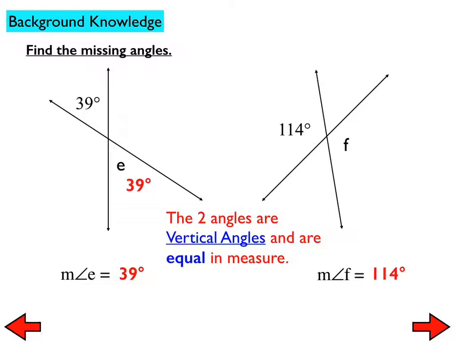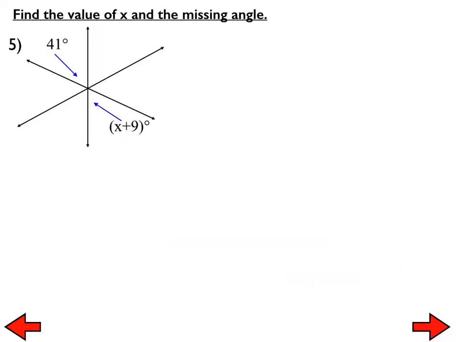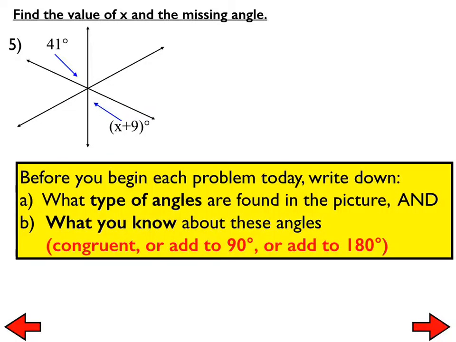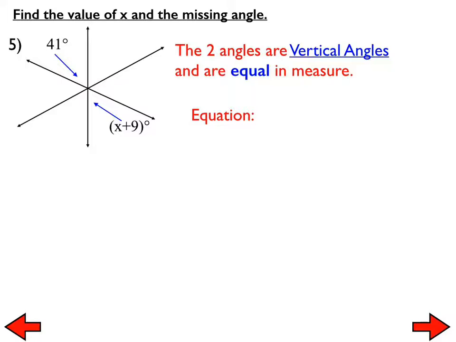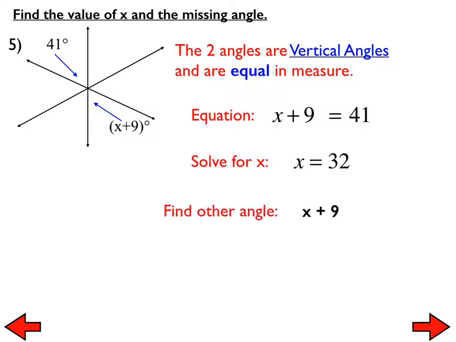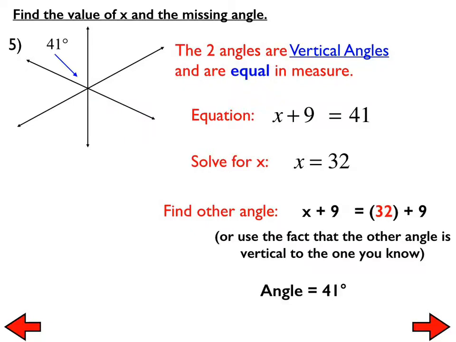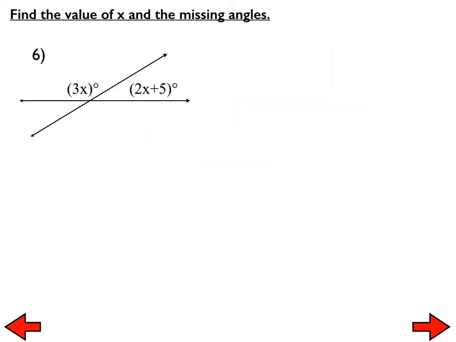And so putting all these pieces together now: vertical angles, complementary angles, supplementary angles. In number 5, in this situation we have vertical angles, and vertical angles are congruent, which essentially means they are equal in measure. And so our equation should look like this: x plus 9 equals 41. We subtract 9 from both sides, and that gives us x equals 32. If we substituted it back in, we could easily find the other angle, but I'm not asking you to do that right now. We're just trying to figure out what x is.